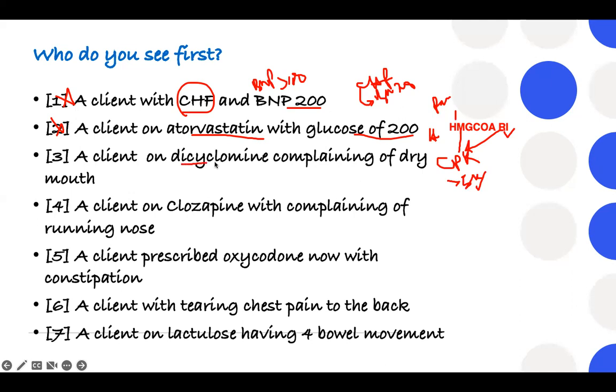A client on dicyclomine complains of dry mouth. Then you ask yourself, what is dicyclomine? This is an anticholinergic. What are the side effects of anticholinergic? Dry mouth, constipation, urinary retention. Dry mouth, I'm not going to worry about you. You can take sugar-free candy. That's fine. But if this patient has glaucoma and you give them dicyclomine, I'm going to be mad at you.